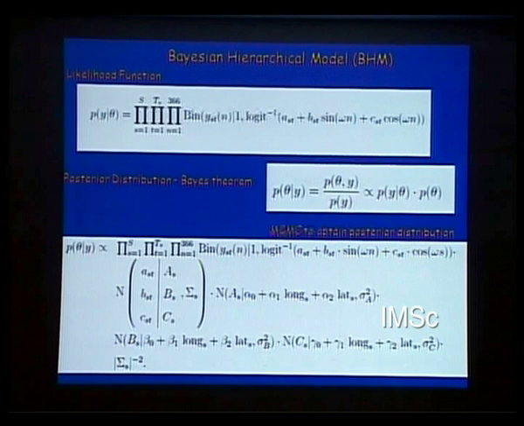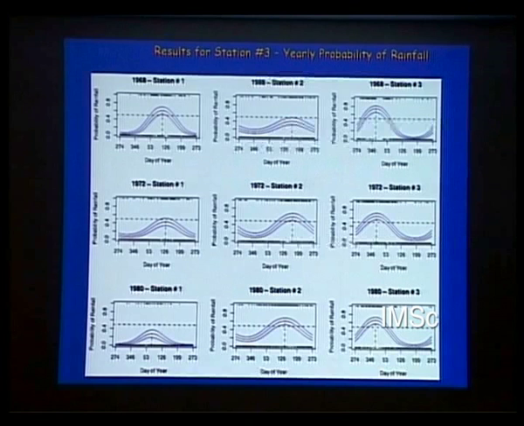Okay, so these are some results here. This is at stations 1, 2, 3. I think 1 is in the north, then central, and lower. What is plotted here is the parameter P, the probability of rain on each day. This is for 1968, 72, 1980, and these are confidence intervals coming from the Bayesian posterior. And notice that there is significant change from year to year.